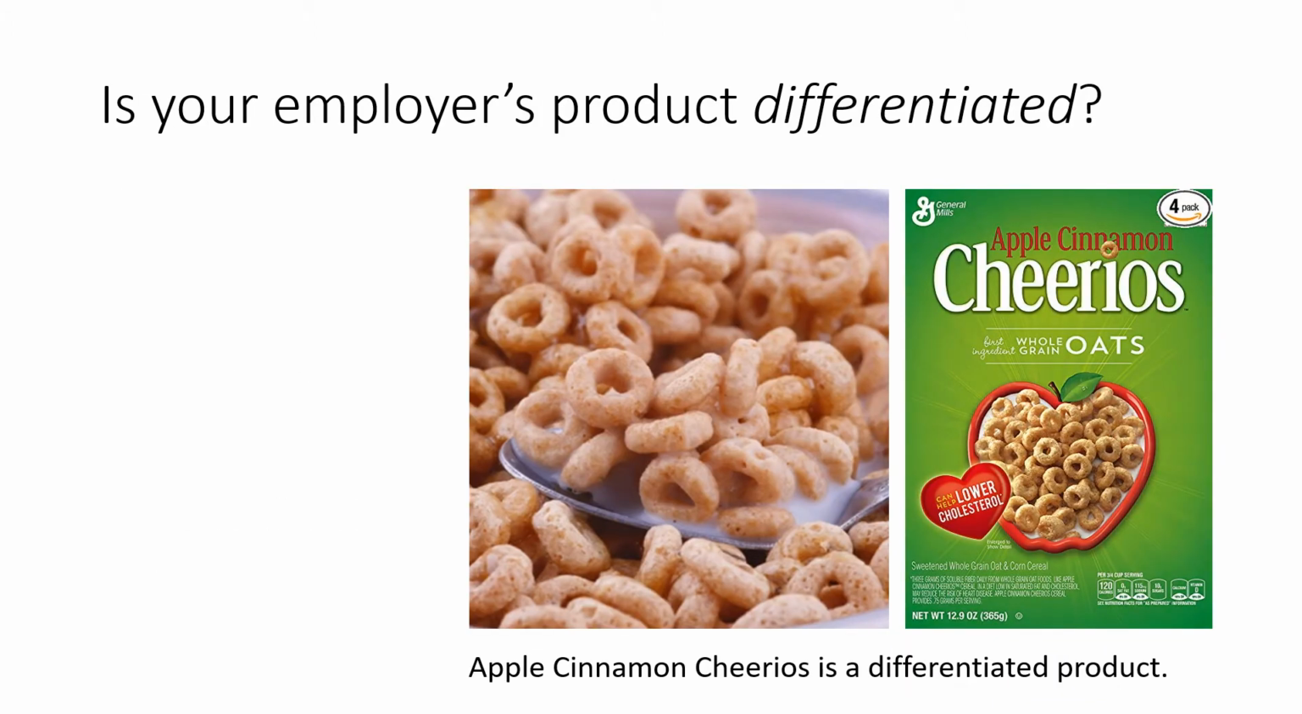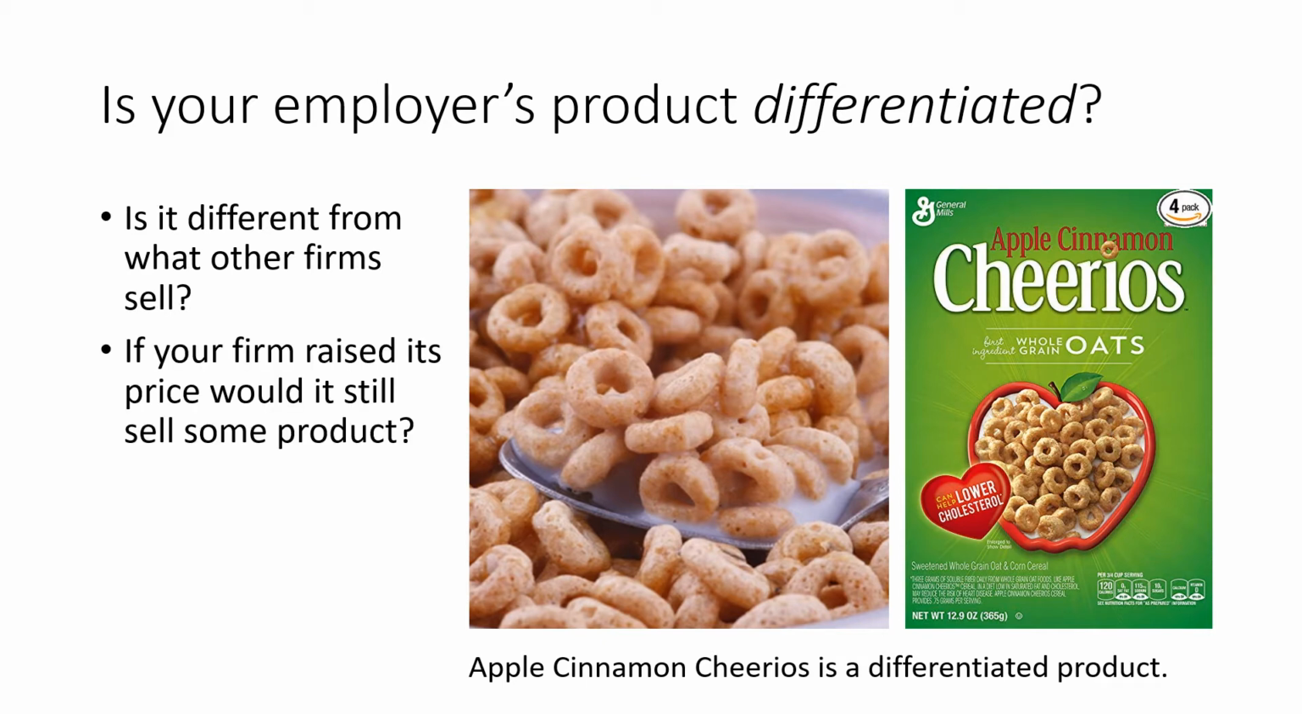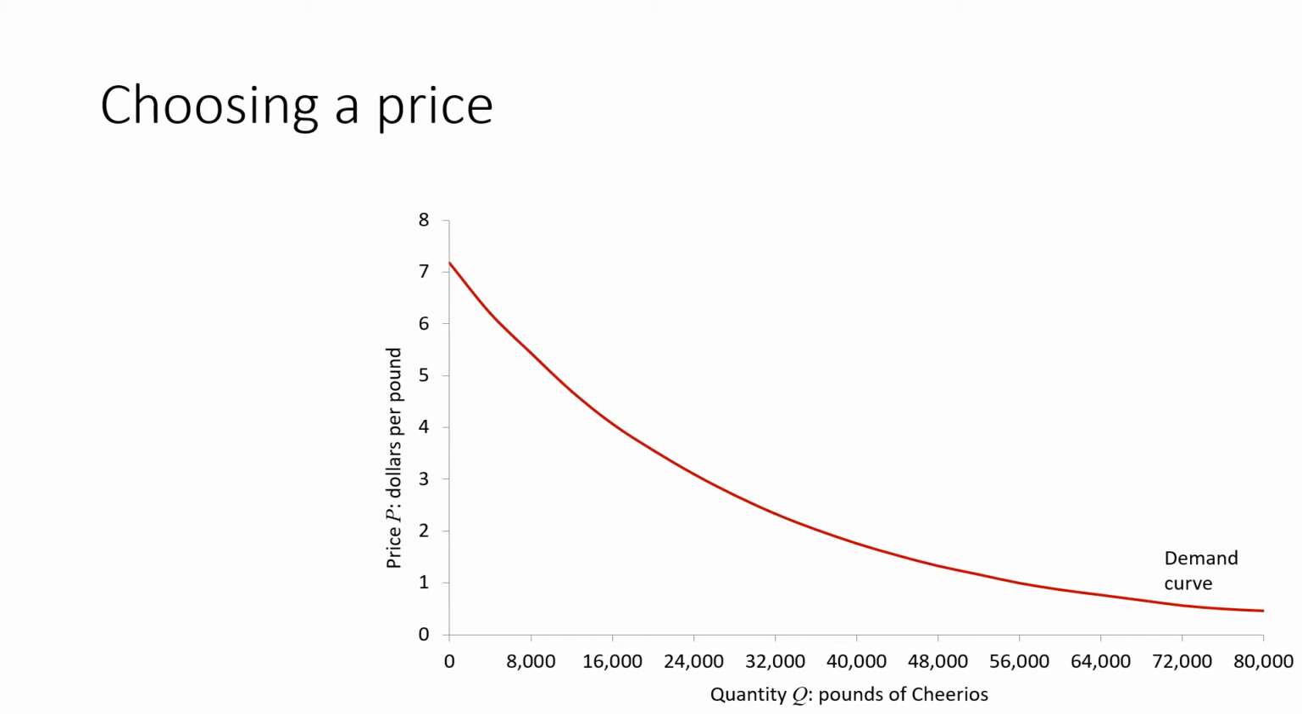Is your employer's product differentiated? In that regard, we can think about Apple Cinnamon Cheerios. Is it different from what other firms sell? If your firm raised its price, would it still sell some product? We can think about all these questions. What about choosing the prices?